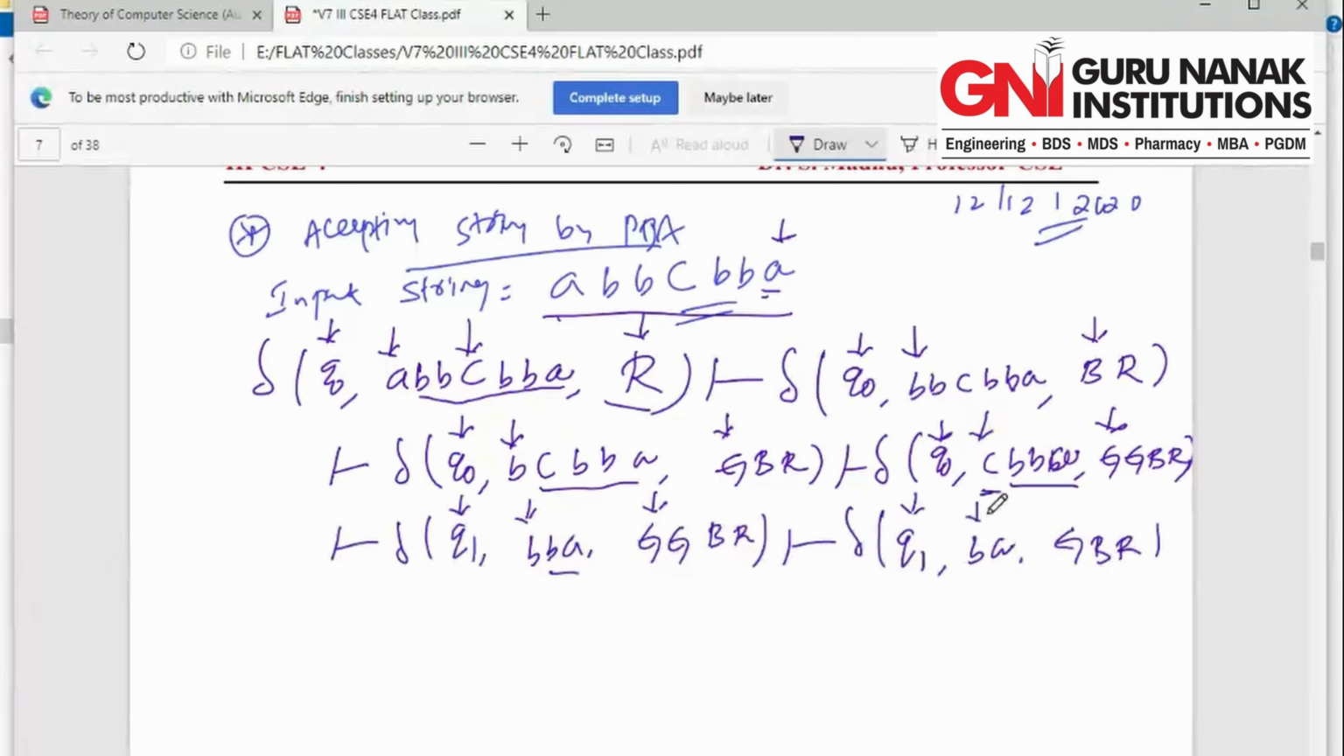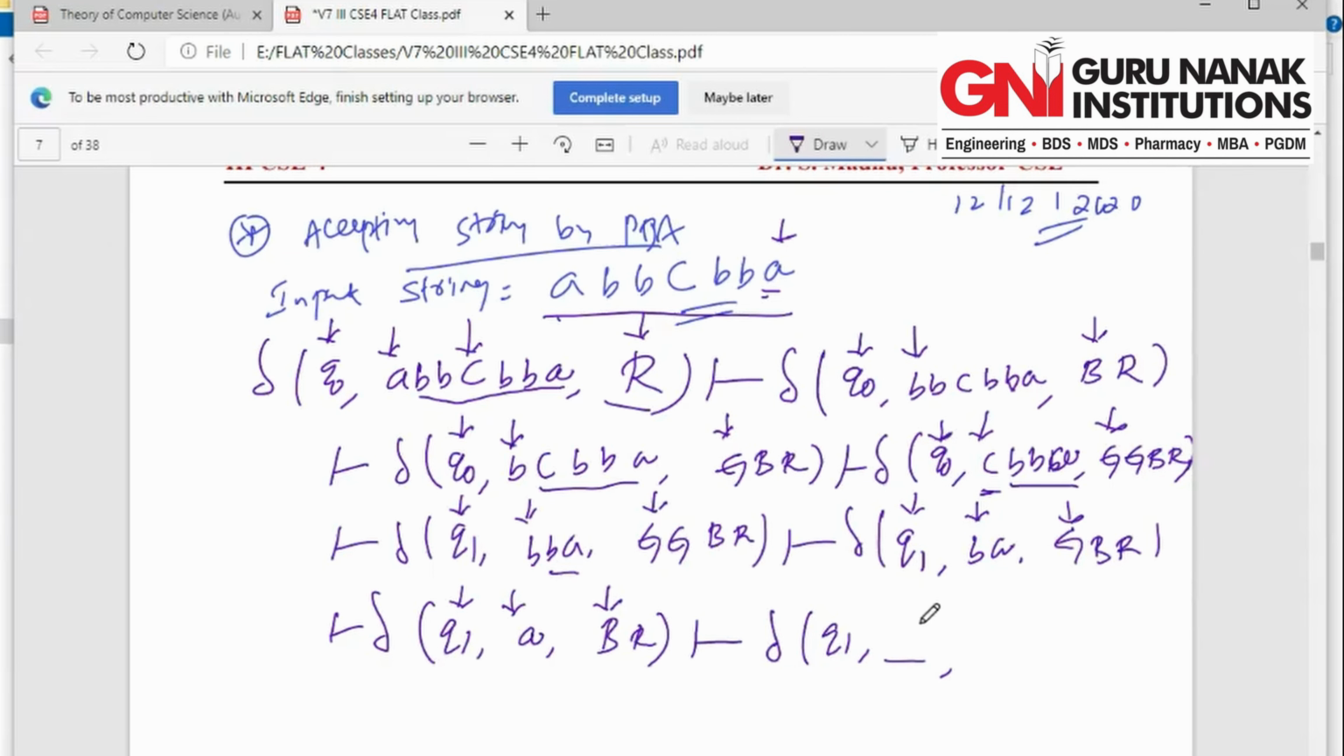Next. Q1, input is B, top of the stack is G. Because using B I inserted G, using B only can I remove G from the stack. Now what is the next state? Again the same Q1 state, the remaining input is A. After removing this, the stack has B, R. Next is Q1, input is A, top of the stack is B. I used the small a to insert capital B, so I can use the same A to remove capital B from the stack. Then what is the next state? Same Q1. Now what is the next input here?